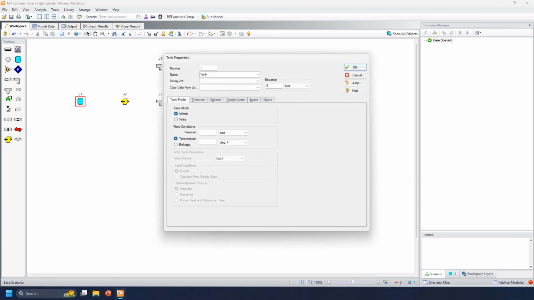So for the first tank, set the elevation to 0 feet. We want the pressure at 1 atmosphere. We'll just set the temperature to 72 degrees.